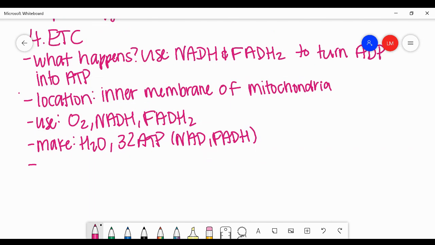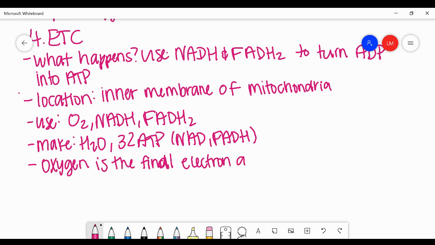The electron for ETC, oxygen, is the final electron acceptor. So we're breaking these electrons off of the glucose and they get shipped around and shipped around and shipped around, finally get attached to oxygen, and that's where we get our H2O from.